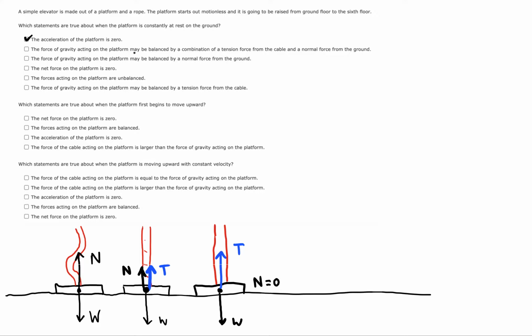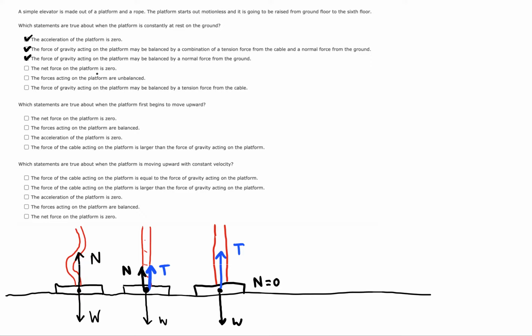The force of gravity acting on the platform may be balanced by a combination of tension force from the cable and a normal force from the ground. That's actually true. That would be seen in picture 2 here. The force of gravity acting on the platform may be balanced by a normal force from the ground alone. That is true as well. We can see that in picture 1.